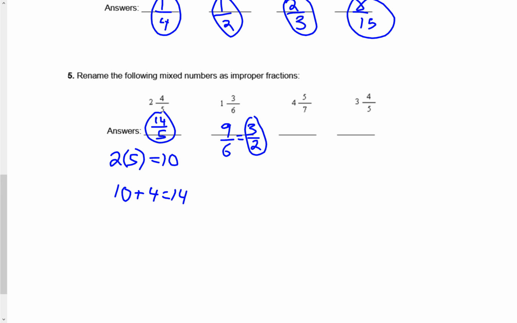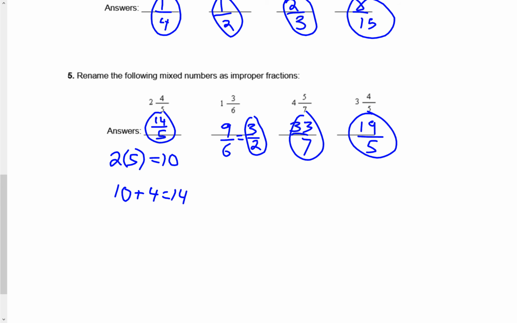4 and 5/7. 4 times 7 is 28, plus 5 is 33. So we have 33/7. And finally, 3 times 5, bottom times the whole, is 15. Add 4, you get 19. And then the denominator is still 5.